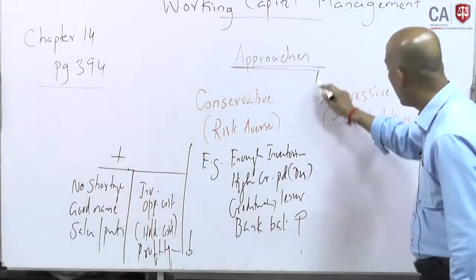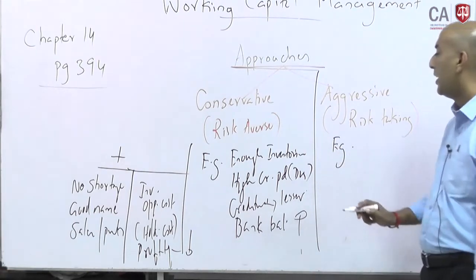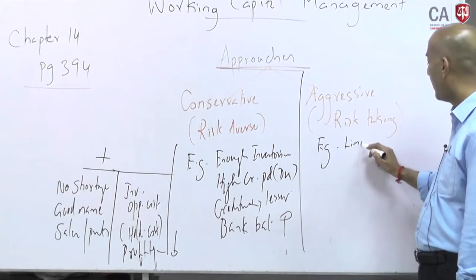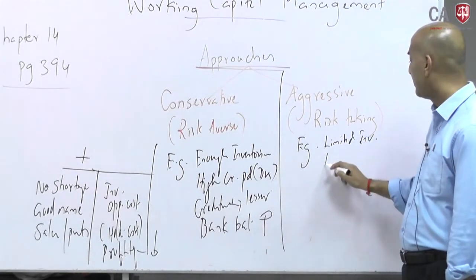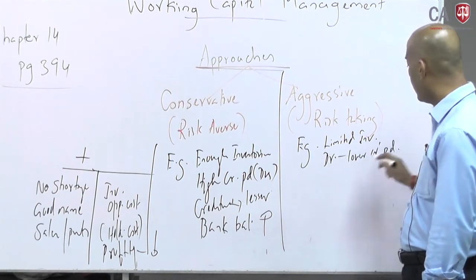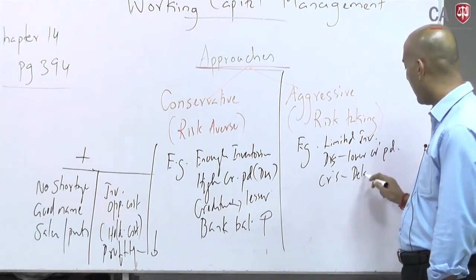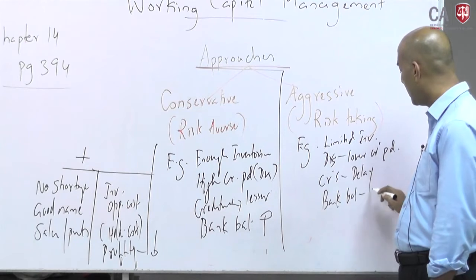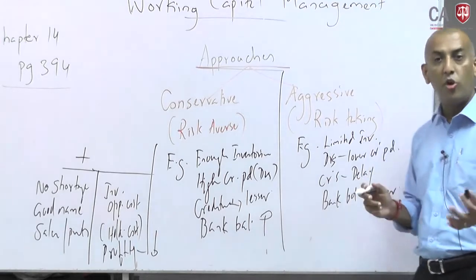Same thing, we look at the aggressive approach. What is the aggressive approach? Like earlier I mentioned, in the conservative approach you have enough inventory. Here you have limited inventory. Debtors, you give a lower credit period. Creditors, you will try to delay your creditors. Bank balances, low amount. You don't have excess bank balances, you have low bank balances.